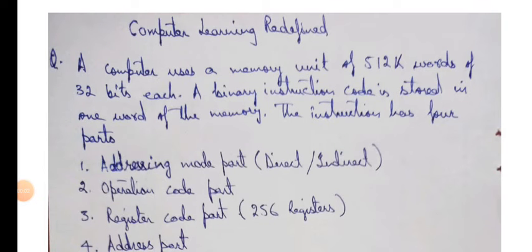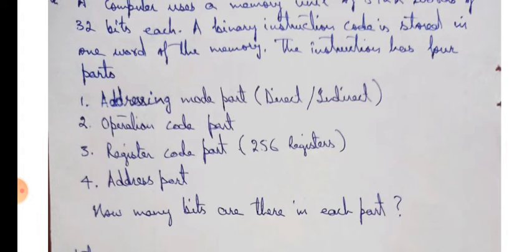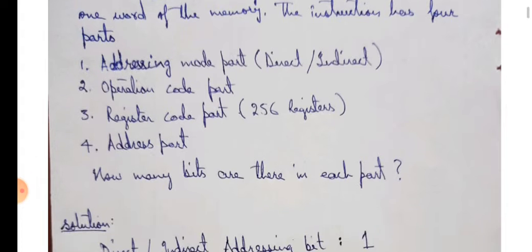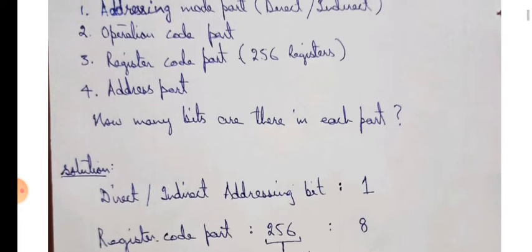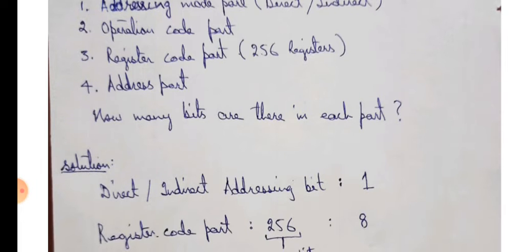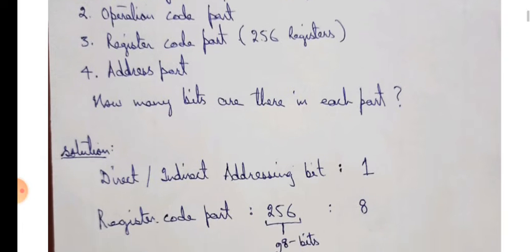Let's start with the question. A computer uses a memory unit of 512,000 words of 32 bits each. 32 bits is the memory unit. A binary instruction code is stored in one word of the memory. The instruction has four parts: an addressing mode part, direct or indirect, an operation code part, a register code part with 256 registers, and an address part. Now we have been asked how many bits are there in each part.